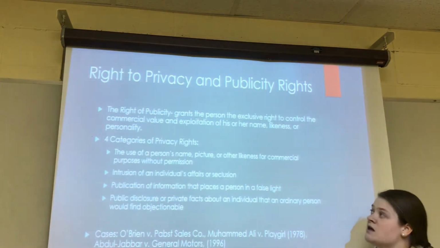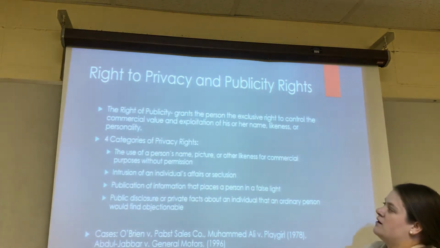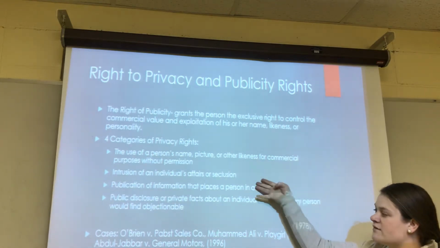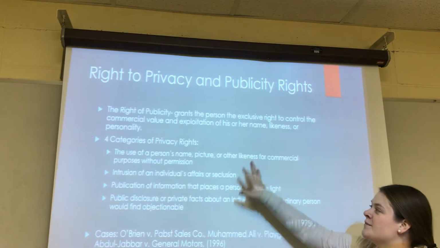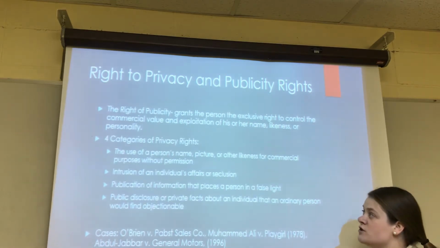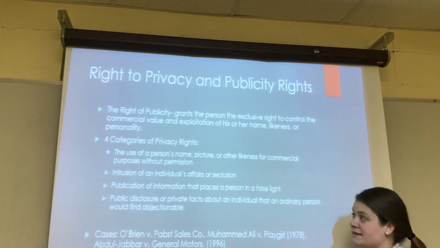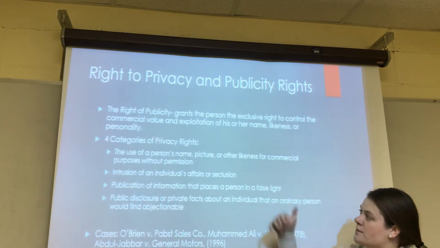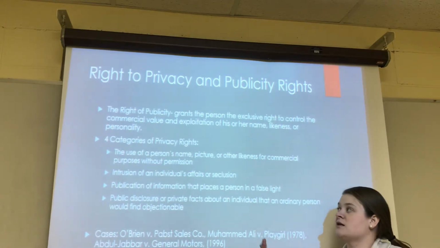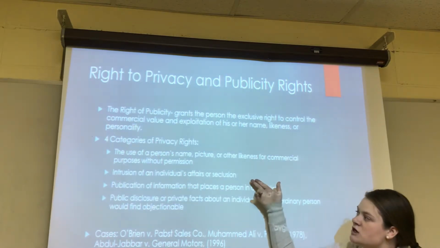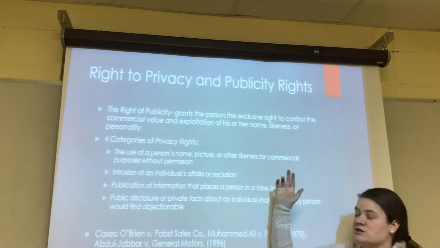So I mentioned some of this stuff already. There are four categories of privacy rights. These cases are really interesting, so please read these in the book. The first is the use of a person's name, picture, or other likeness for commercial purposes without permission. So this is getting into those specific rights. The second is intrusion into an individual's affairs or seclusion.